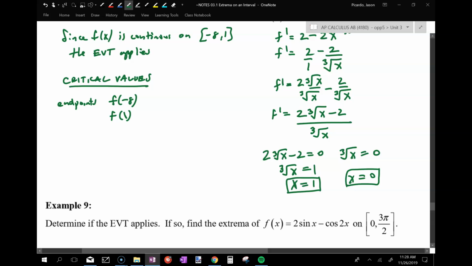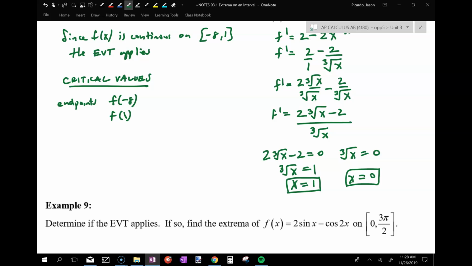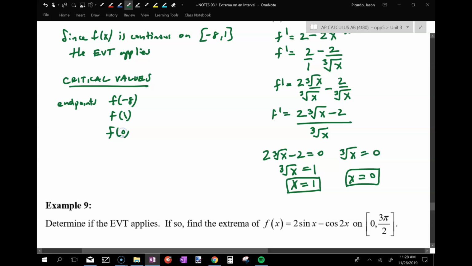Okay, so it just so happens that one of the critical values occurred at the endpoint. So it's just coincidence, that's all. All right, so I got to add f of 0 to the mix now.